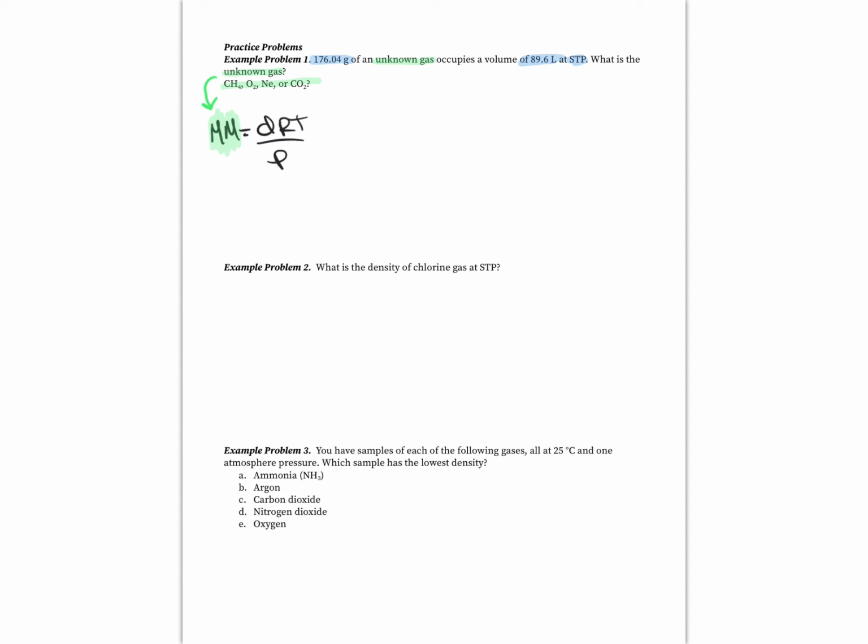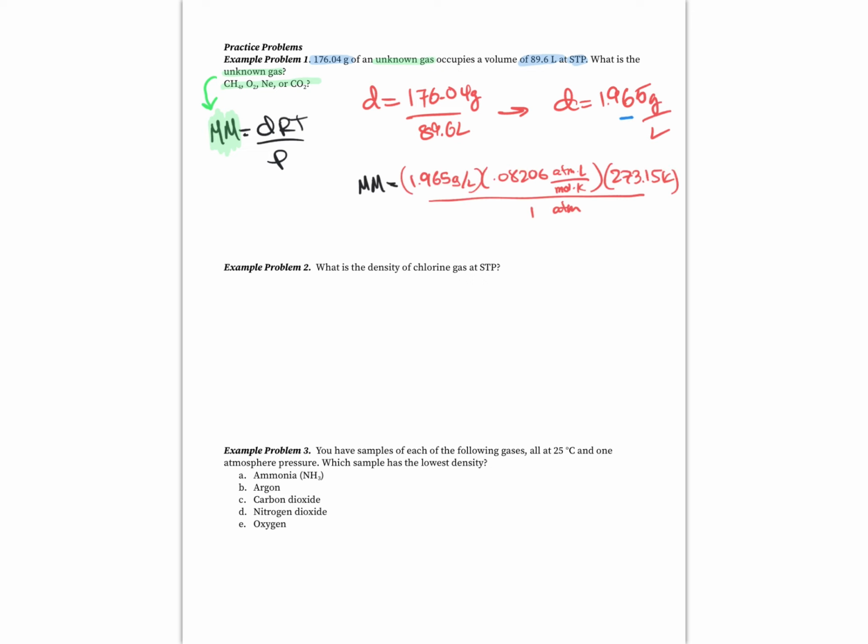Density is just mass over volume, and since we're talking about gas density, it's grams per liter. So we take our mass divided by our volume, and we find that our density is 1.965 grams per liter. Then we plug our values into our equation, and our liters cancel out, our atmospheres cancel out, our Kelvin cancels out, and our answer will be in the unit of grams per mole, which is a molar mass. When we calculate, we find that our molar mass is 44.0 grams per mole, which is CO2.